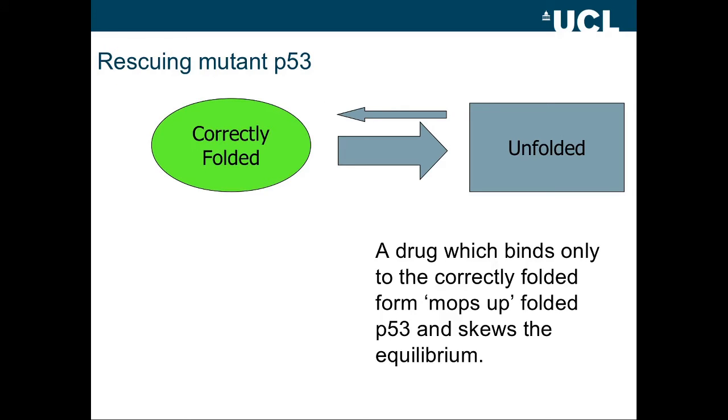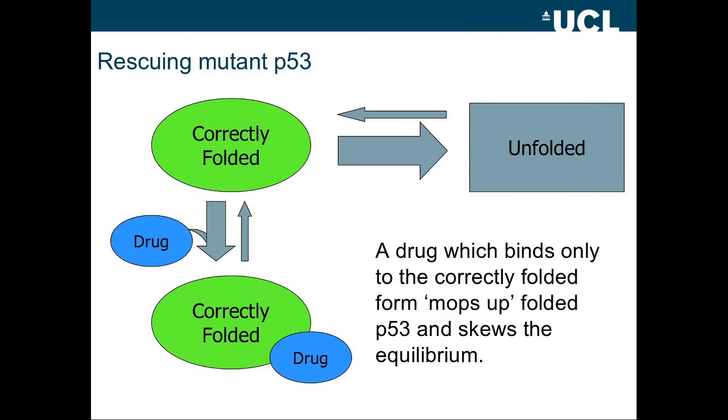The other way of doing it would be with drugs. So if you have a drug that binds only to the correctly folded form, this will mop up that folded P53 and therefore skew this equilibrium. So we would end up then with an equilibrium where the drug is binding to the correctly folded form, and by this kind of law of mass action we would pull more of the P53 into the correctly folded form.